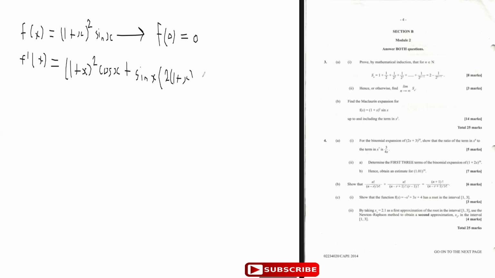So now after we get that, we can go ahead and find f prime of 0. We plug in x as 0 and we get (1 plus 0) squared is 1. 1 times cos 0 is 1. And then over here we're going to get 0, so f prime of 0 is 1.